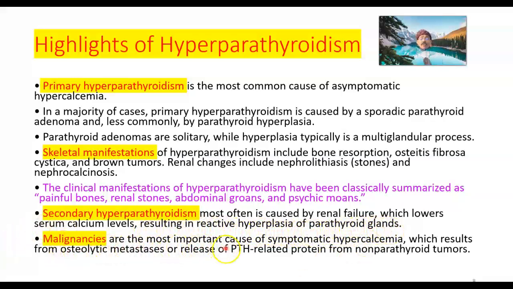Malignancy is the most important cause of symptomatic hypercalcemia, which results from osteolytic metastasis or release of parathyroid hormone related protein from non-parathyroid tumor.